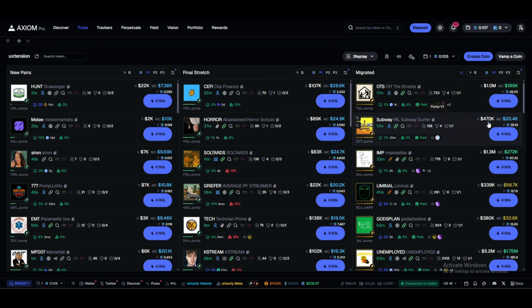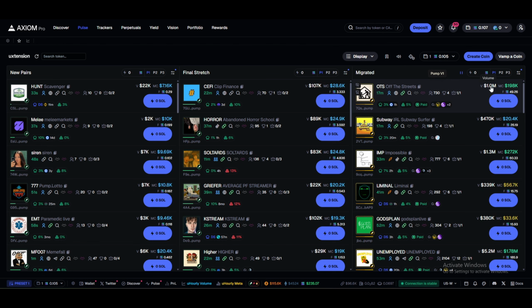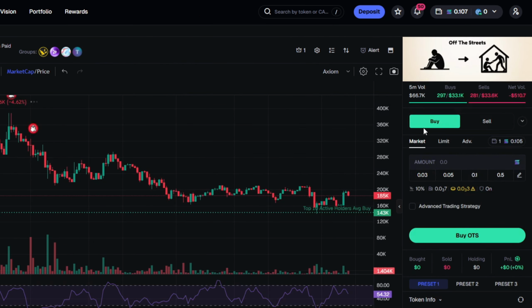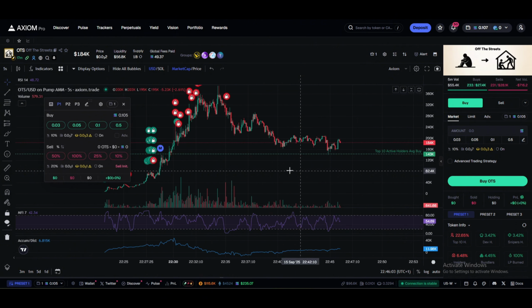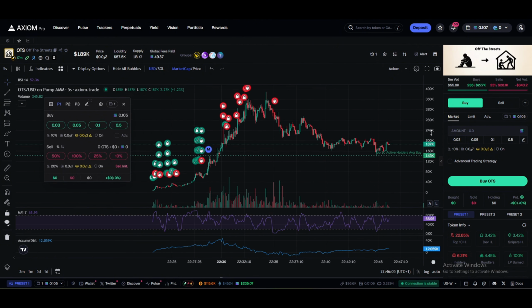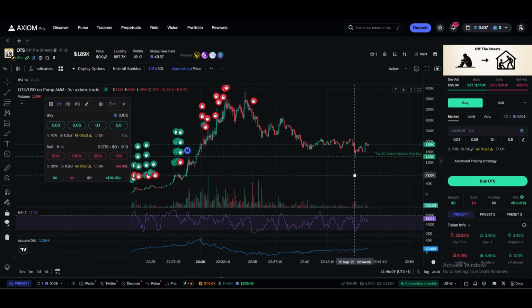Also we want to look for coins that have high volume. Obviously the volume's there compared to the price, it looks decent. In the last 5 minutes it's had 67k, and this looks pretty nice. No real crazy candles and stuff. So what are we looking for here?